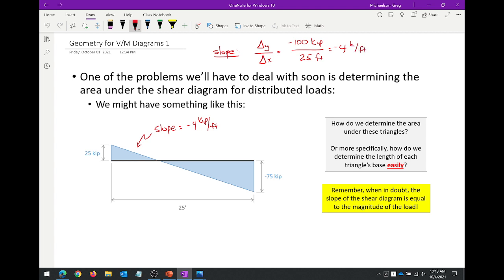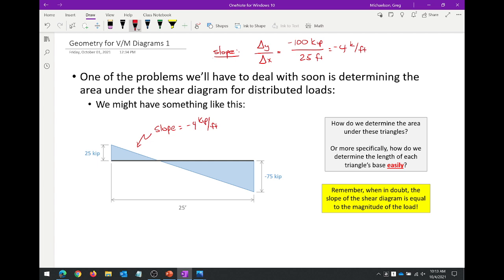Now that calculation we typically don't have to do when we're drawing shear diagrams because we know what the slope is from the load. All right? Now help me out. How do we determine the area of a triangle? 1/2 base times height. So if we look at each of these triangles, we know what the heights are. This is 25, this is 75. What about this? We need to know the base.